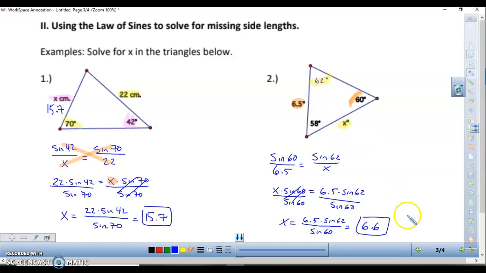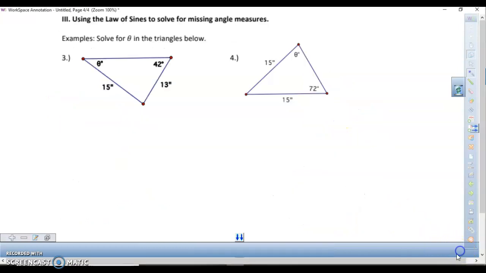All right, and the last thing we're going to do is use law of sines also to solve for missing angle measures. That's exactly what we have going on here. We're trying to solve for missing angle measures. So first, do we have the right information for law of sines? I'm trying to find this angle. I know the side across from it. I know this angle, and I know the side across from it. So I can most certainly use the law of sines.